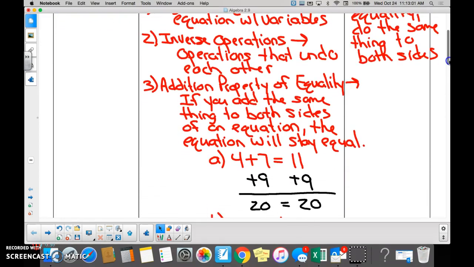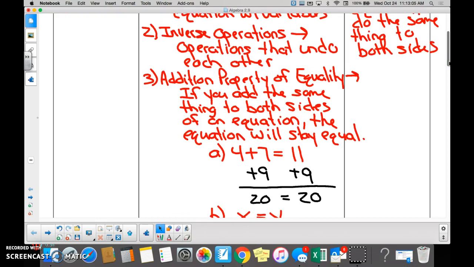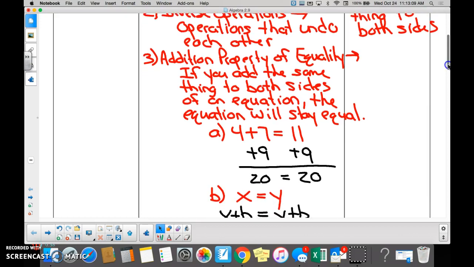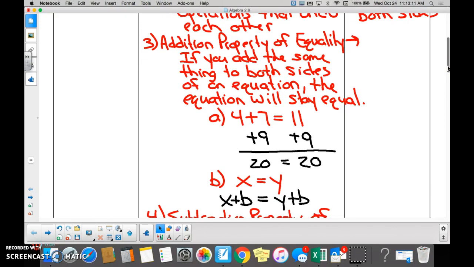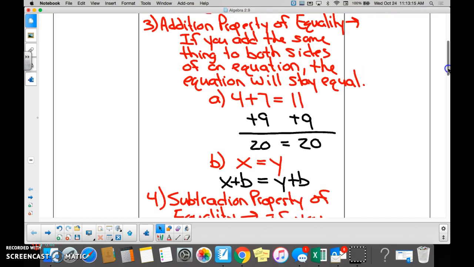Inverse operations means operations that what? Undo each other. Operations that do what again? Undo each other. And then we have these properties of equality. Number 3 is the addition property of equality. Number 4 is the subtraction property of equality.